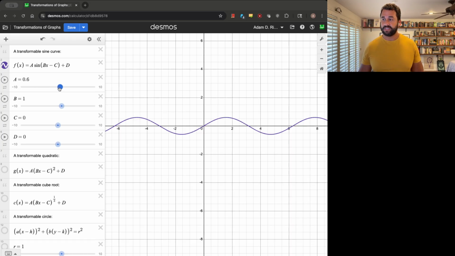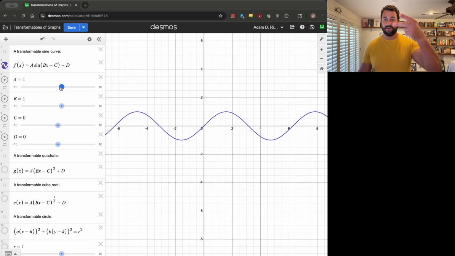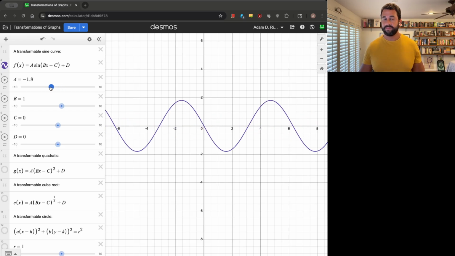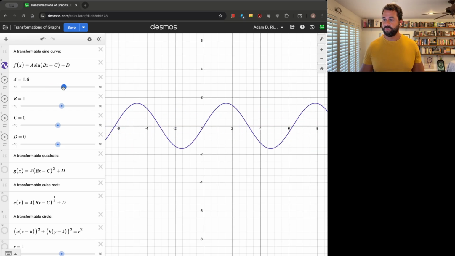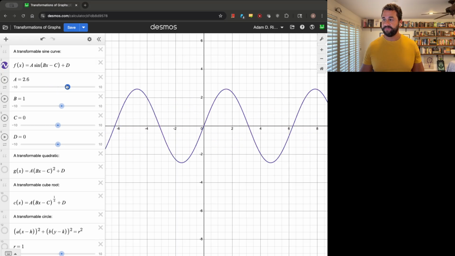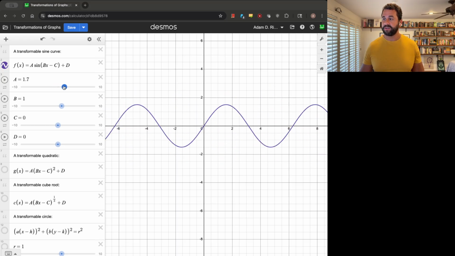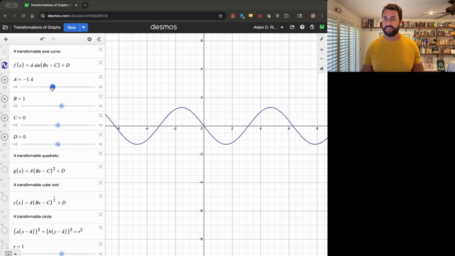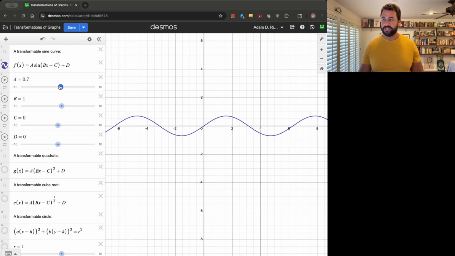Now let's reverse things. So let's make A negative, and what you'll notice is we get a reflection. Zoop. There it is. Positive, negative, positive, negative. So it's literally reflecting the graph through the x-axis. And this is all vertical stuff because we're doing this after the function has already been applied. All right, let me put this back to 1.